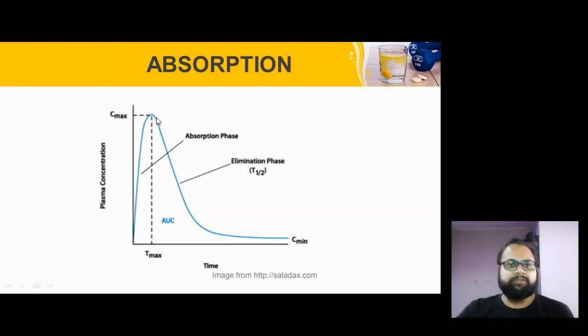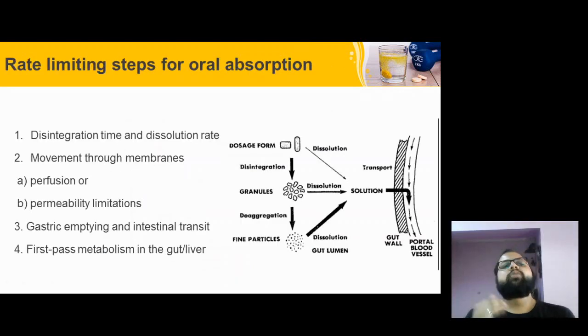This is your absorption phase, this is your max concentration, and this is where your elimination phase actually starts. So this is your AUC or area under the curve for your absorption. This is the time taken and the concentration of the drug in your plasma. So what exactly are the rate limiting steps for oral absorption to take place? The first thing is your disintegration time and dissolution time.